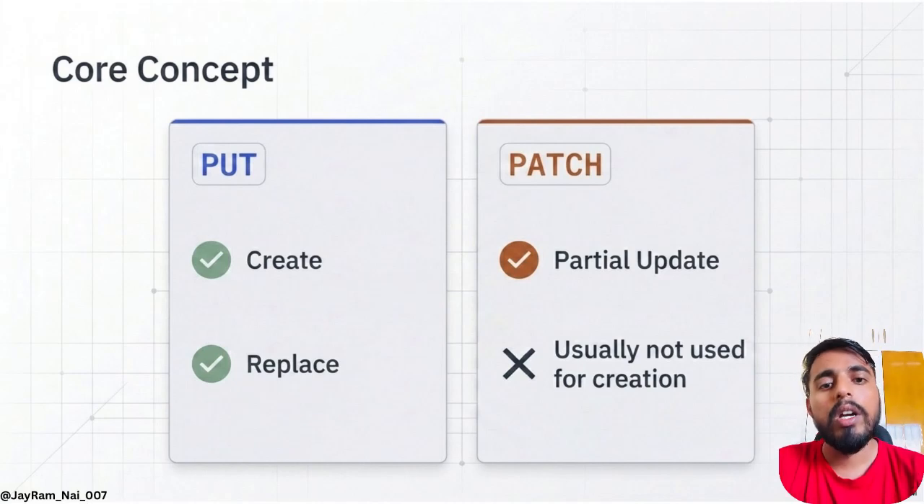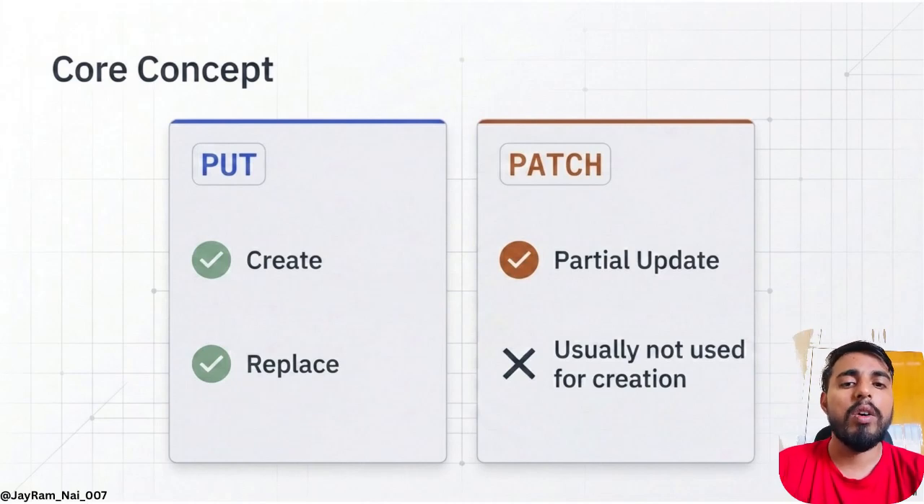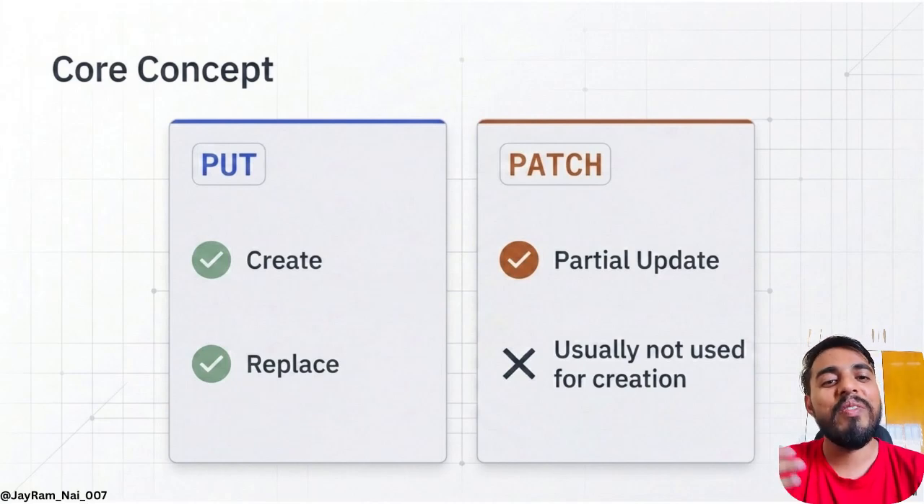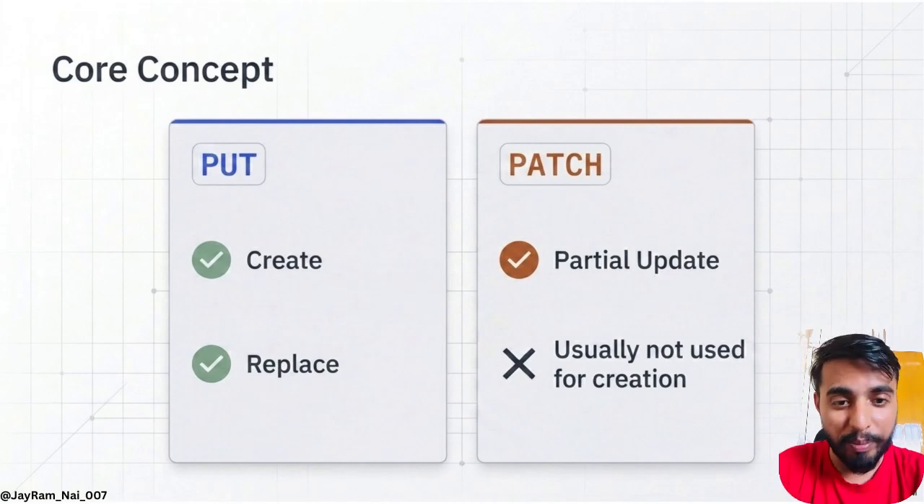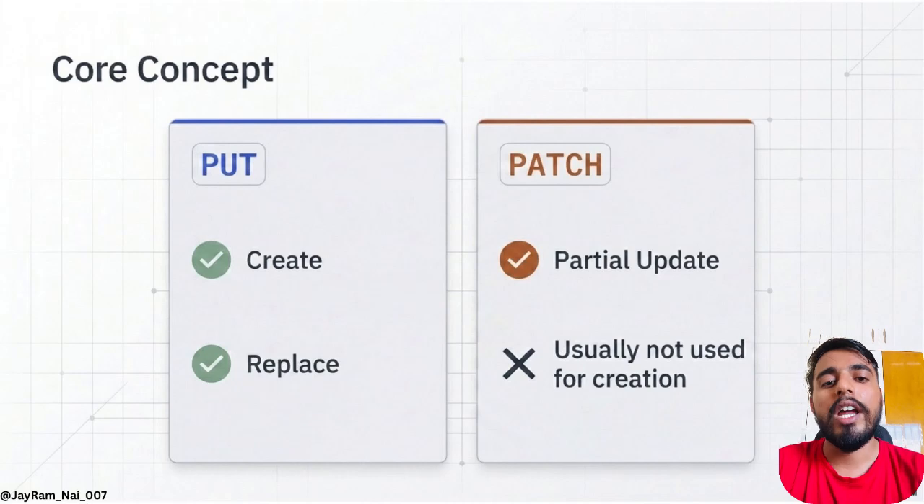Scenario B: Room 101 already has a guest, let's call him Jay. The hotel kicks Jay out, puts all your stuff in, and now it is your room. That is called PUT. Complete replacement. PUT says, I know exactly which room I want. Give it to me. If it is empty, create it. If someone is there, replace them with me, or the new resource.